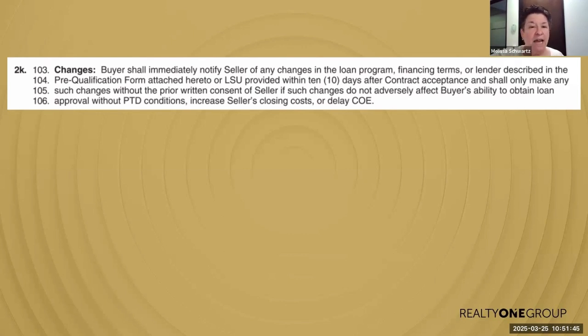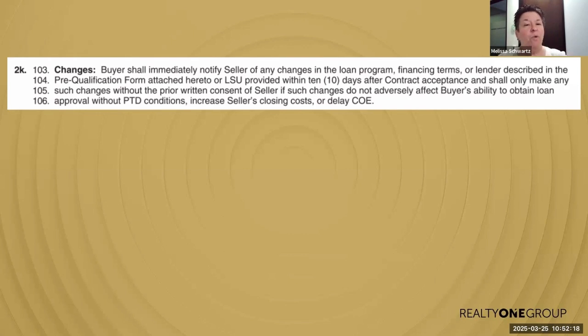So this is ours: buyer shall notify seller of changes in the loan program, right? This is the section we were talking about. Shall notify immediately, financing terms, etc. With attached here to within the 10 days of the contract acceptance, this is for the LSU, and shall only make any such changes without prior written consent if such changes do not adversely affect buyer's ability to obtain loan approval without prior to doc conditions, increase seller's closing costs, or delay close of escrow.